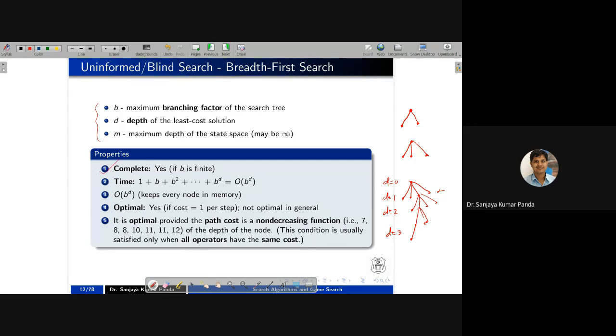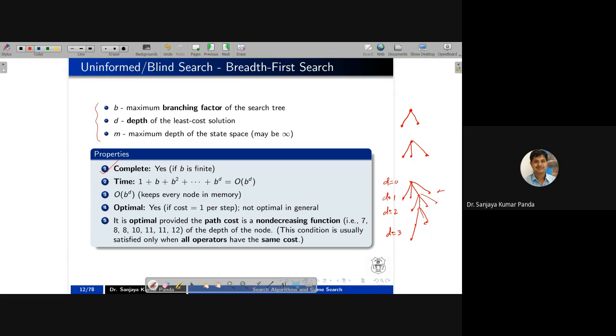Completeness says that if a solution exists in a particular problem, then you should guarantee that you are able to find that solution. Right? In breadth first search you can get it. You will go one level by another level, and definitely in one level you will find it, if b is finite, then definitely you will get it.